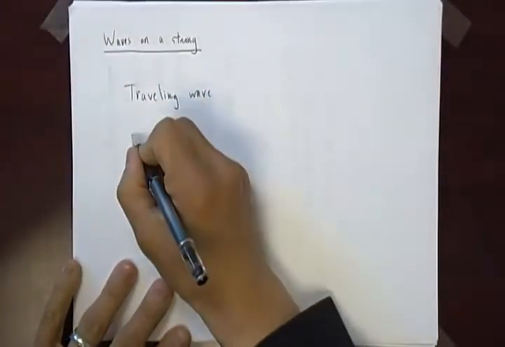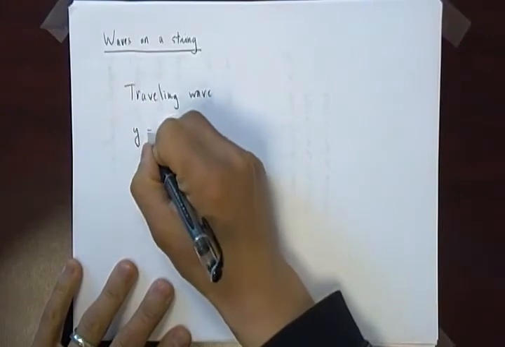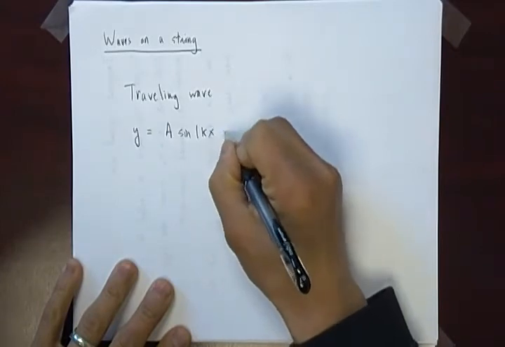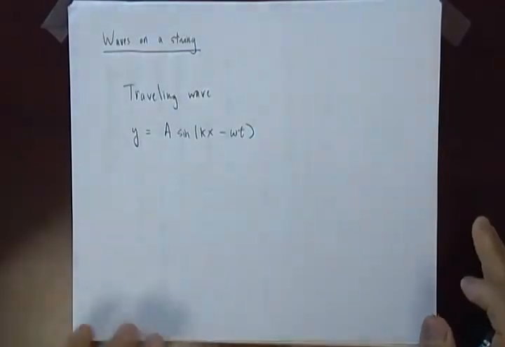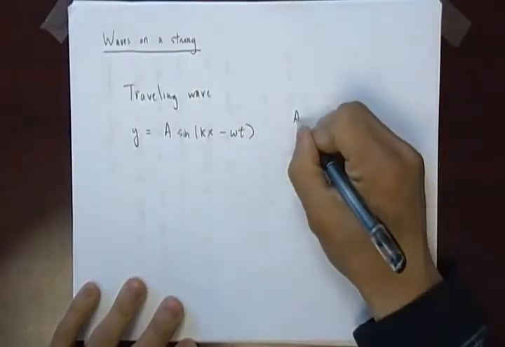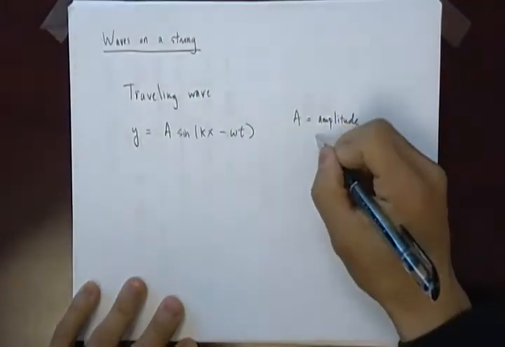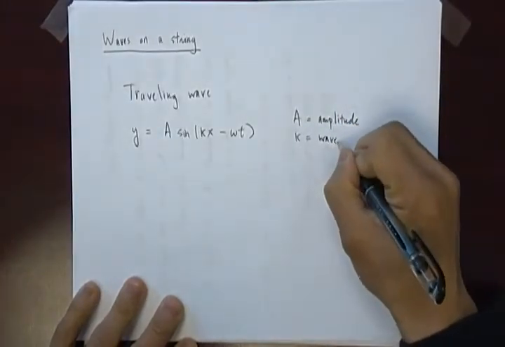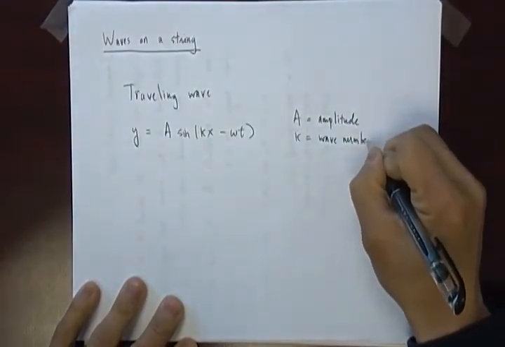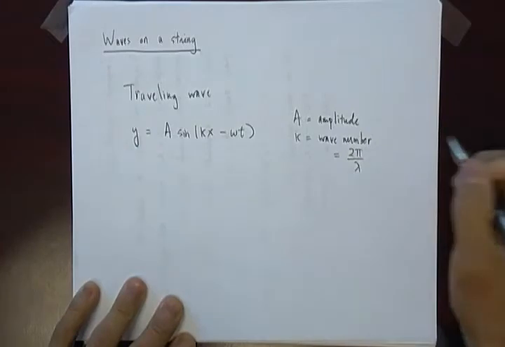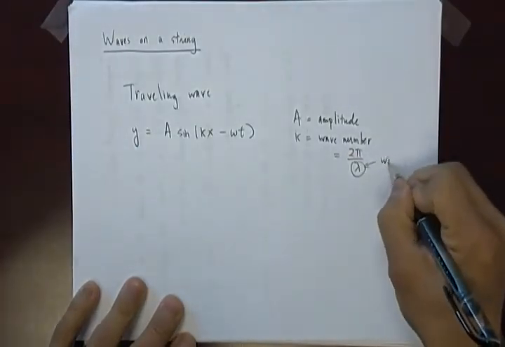And we'll be talking about a sine wave. So a sine wave that will have this form. I'll write it as y is equal to A times the sine of kx minus omega t. The A is what we've been calling the amplitude, same thing as before. k is the wave number, and k also happens to be equal to 2 pi divided by the wavelength. This guy is the wavelength.